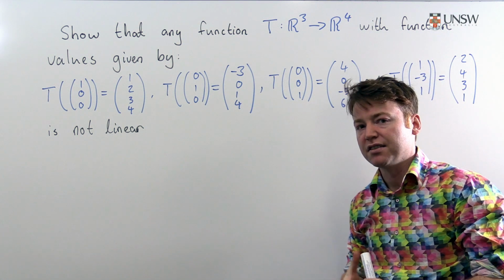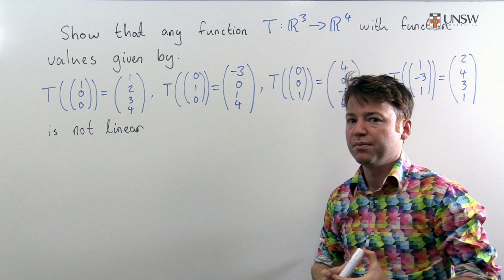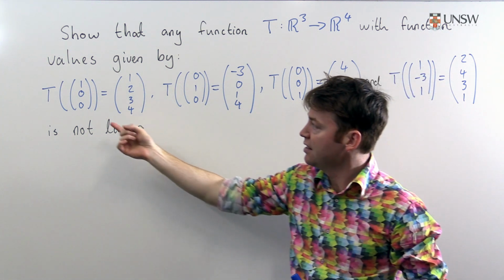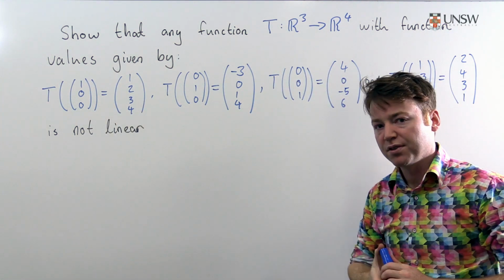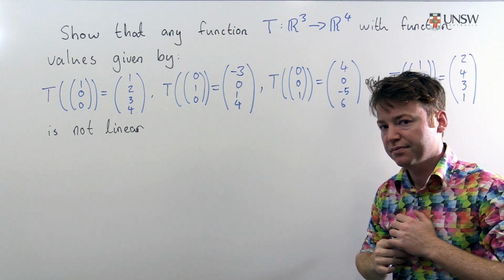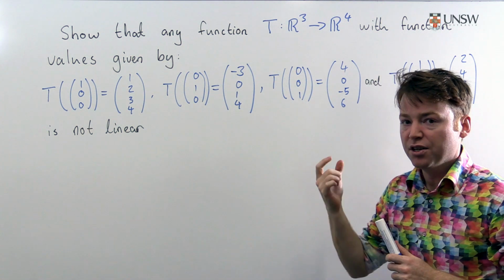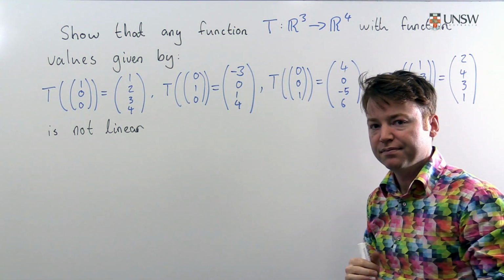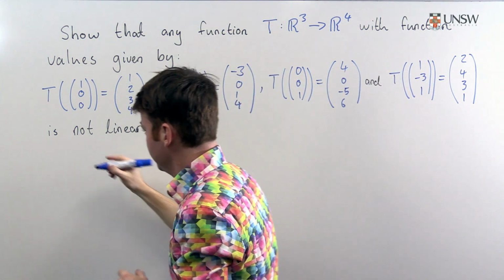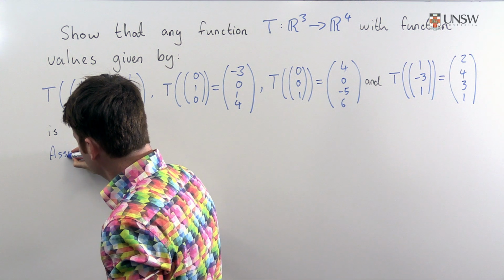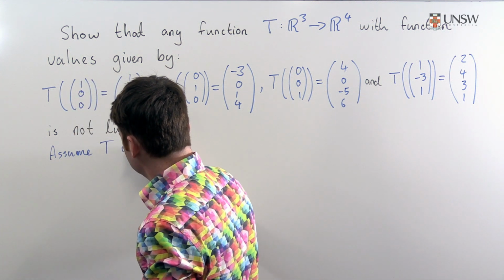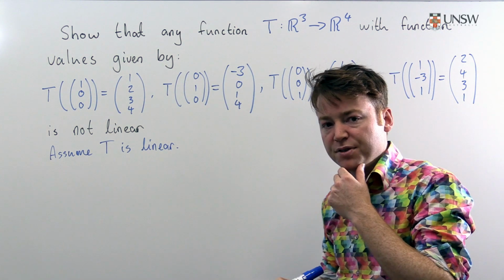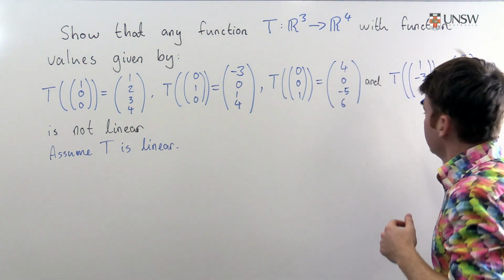And our approach to proving this is very similar to what we did in the previous slide. We're going to start by assuming T is linear. If we assume T is linear, then it is completely determined by these first 3 function values. We're going to then discover what a linear T should be doing to the vector (1, -3, 1). So let's proceed. We will start by contradiction. Assume T is linear. And we're interested in what T does to (1, -3, 1).